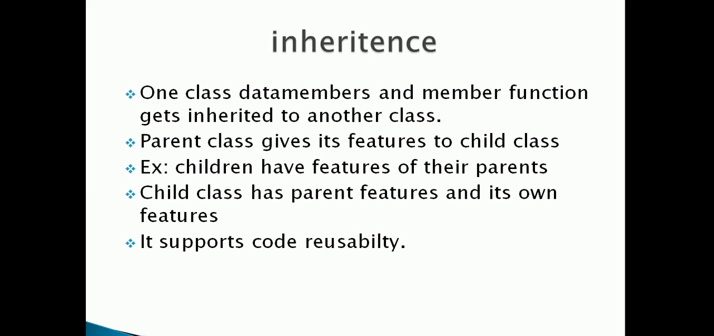So a child class has the features of its parent class as well as its own. That means class child has two sets of features, its parent's features and its own features. This is a major thing in the OOPS concept. Why? Because every software development needs some common code in all functionalities.